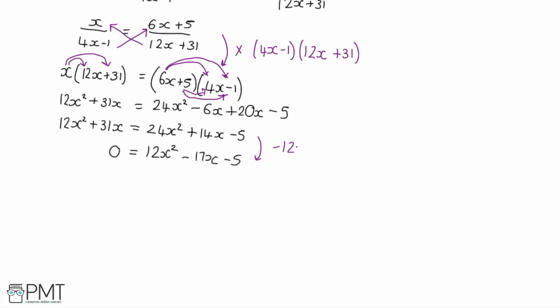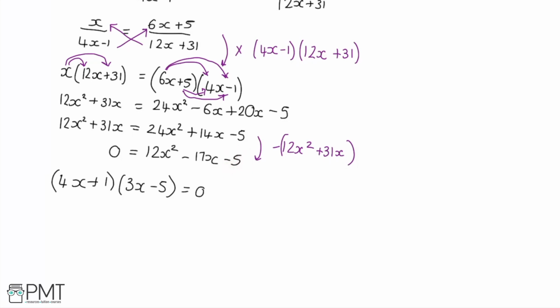And that was just by subtracting 12x squared plus 31x. So we have this equation equal to 0. And we can now find a way to solve this quadratic equation to find the value of x. Now we can do this in a couple of different ways. You could substitute it into the quadratic formula, or alternatively you can factorize it. So factorizing this expression, it actually factorizes as 4x plus 1 multiplied by 3x minus 5, and that's equal to 0.